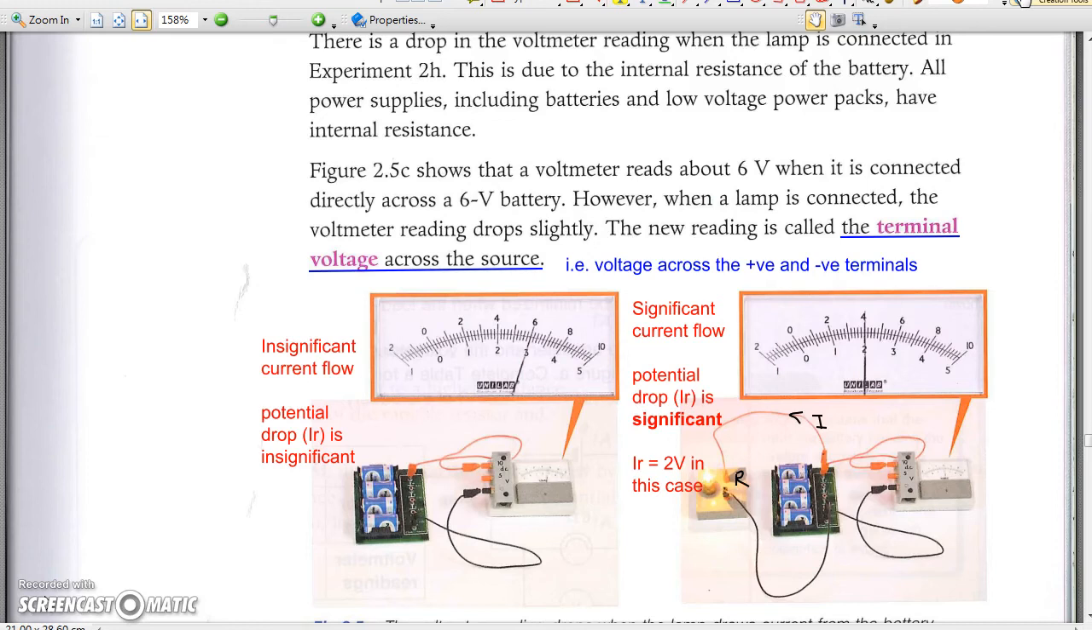You can see by comparing the results that the potential drop across the internal resistance is 2 volts, and the terminal voltage of 4 volts drives the current I through the resistance R of the light bulb, in which I assume the voltmeter is ideal.